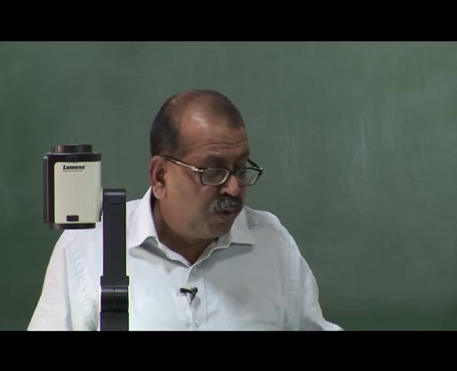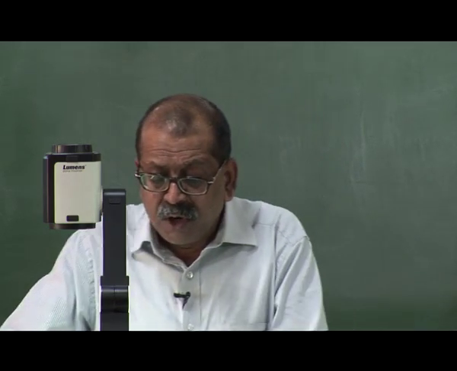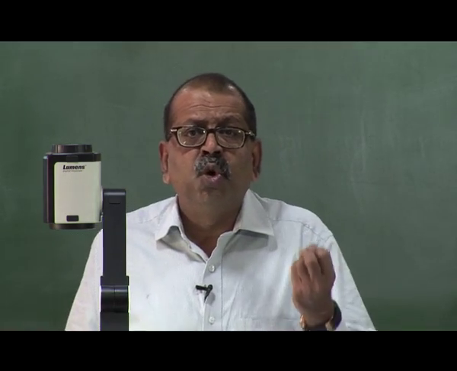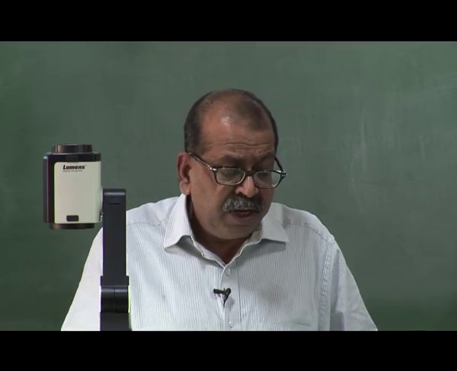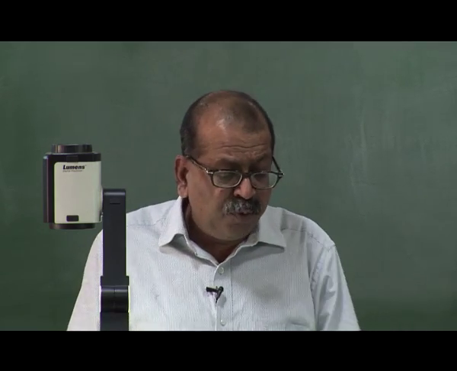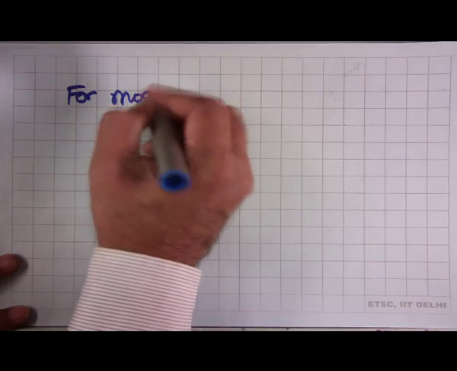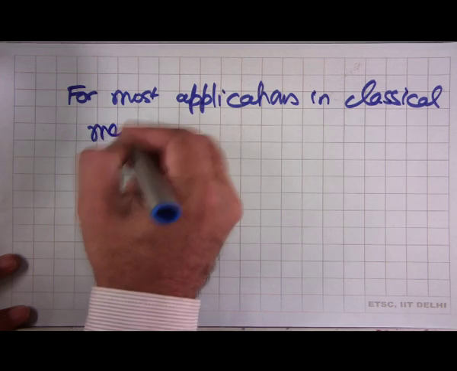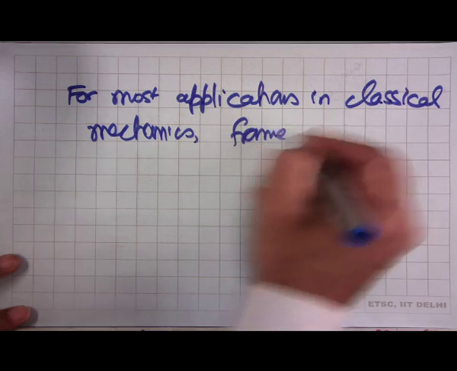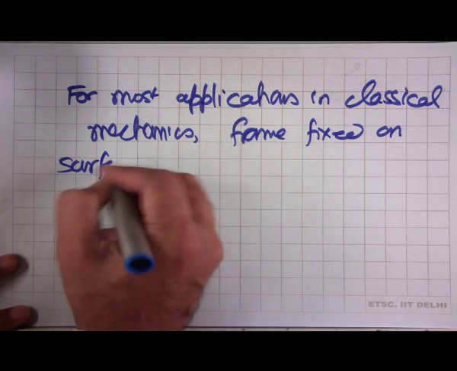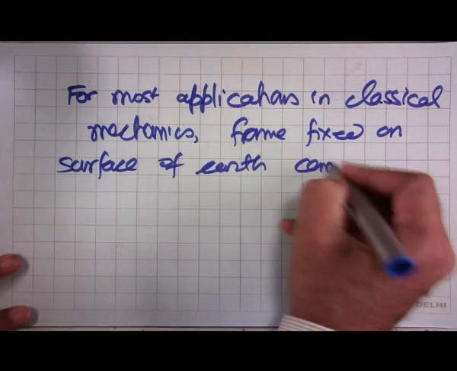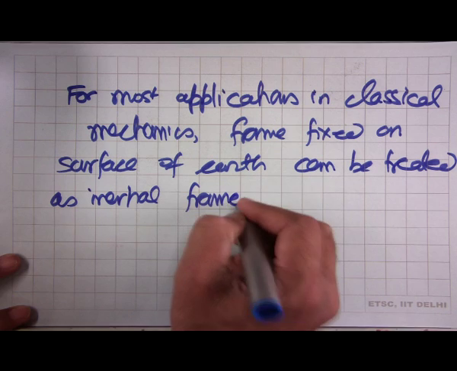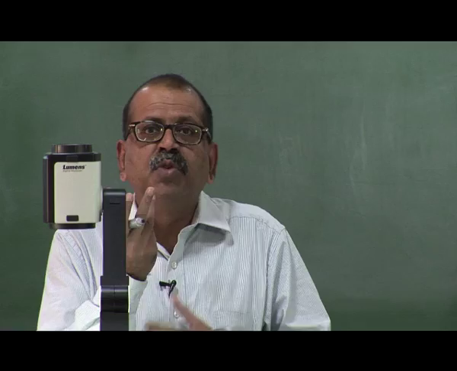Certainly not so, because what we do is we try to see in which frame we find Newton's laws to be valid. One thing you realize, we are using the word laws. Laws are like theory, which means we have made some postulate, and if that works, then we use that theory. So we do find that for most applications in classical mechanics, a frame fixed on the surface of Earth can be treated as an inertial frame.